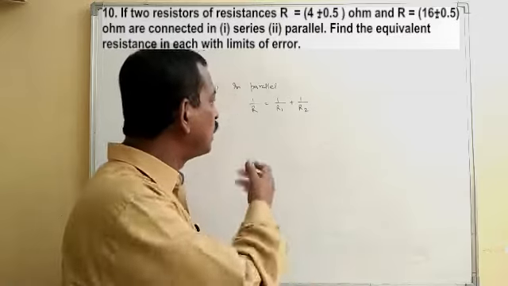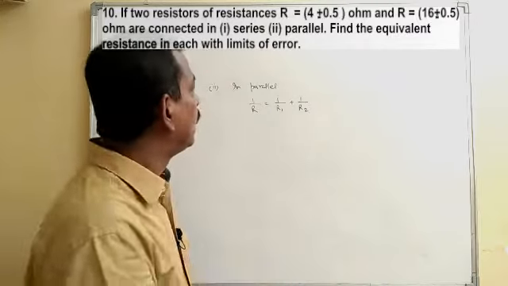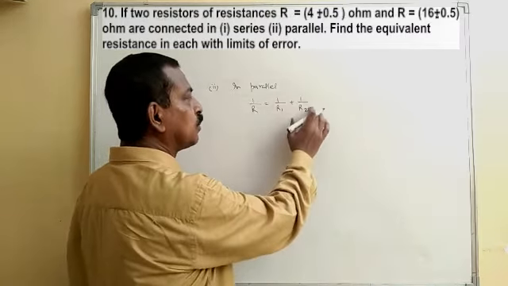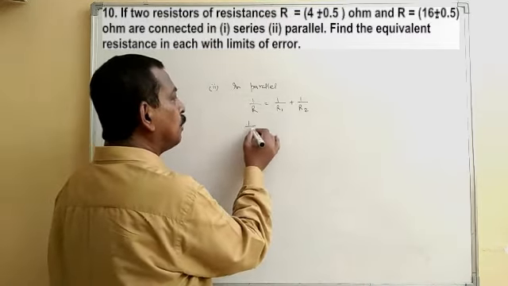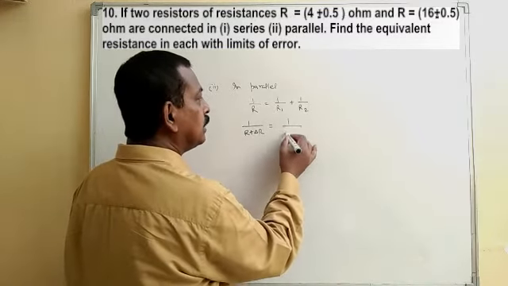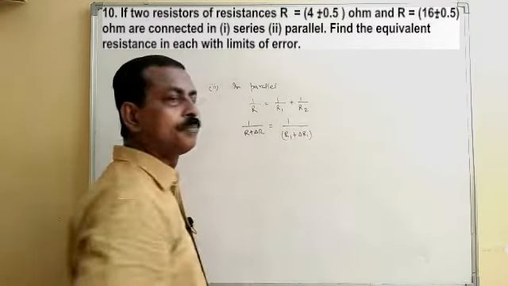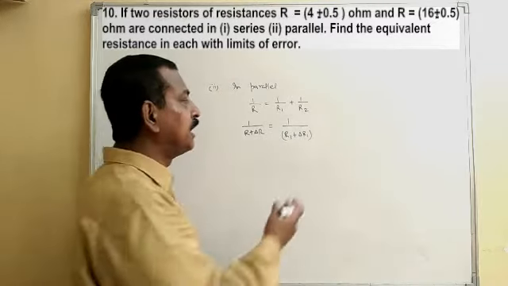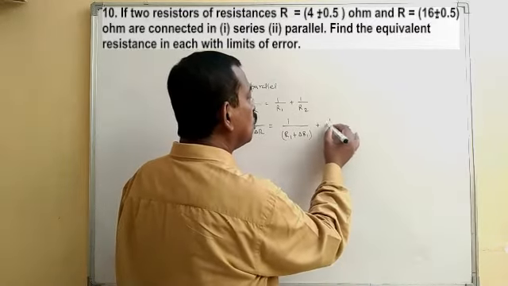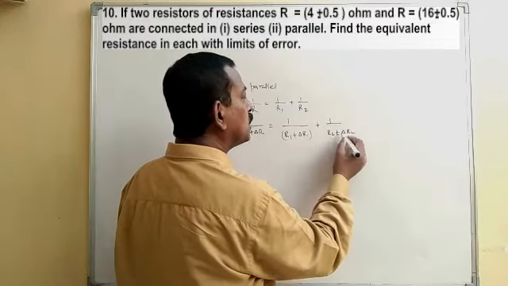Let's try this one in a slightly different, normal way, and let's see what expression we are getting. We can write, in parallel, 1 by R is 1 by R1 plus 1 by R2. So 1 by R plus delta R can be written as 1 by R1 plus delta R1. In terms of the errors, if delta R1 and delta R2 are the errors in the measurement of R1 and R2, this is 1 by R2 plus delta R2. Of course, it is plus and minus.